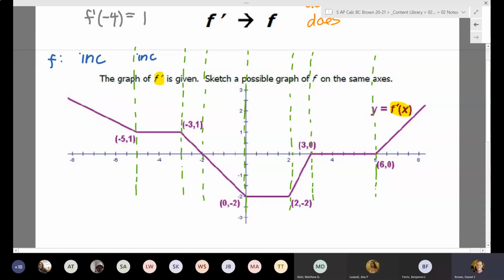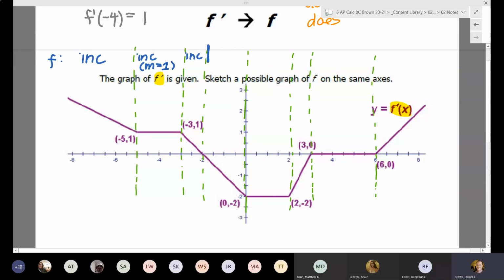It's a little bit of a special case. I see it's perfectly flat because I know every piece in that section will always have a slope of 1. So when I draw my f, every x value between -5 and -3 is going to have a slope of 1. We have it still increasing between -3 and 2.